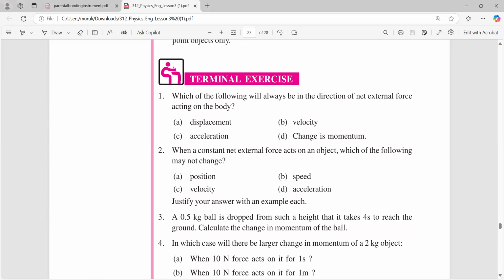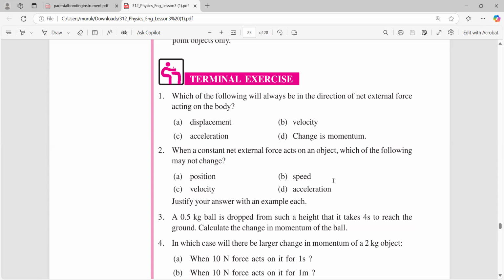Which of the following will always be in the direction of net external force acting on the body? According to Newton's second law, force is equal to ma. That is, acceleration is directly proportional to the force and it will act in the same direction. Therefore, the answer to this question is option C, acceleration. This is because according to Newton's second law, F is equal to ma.